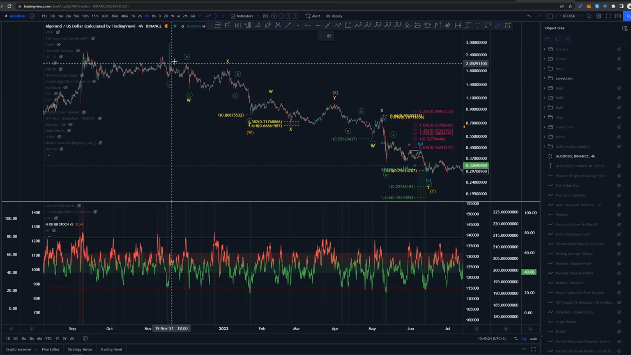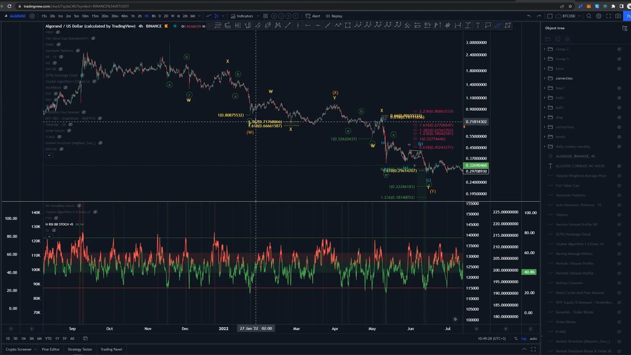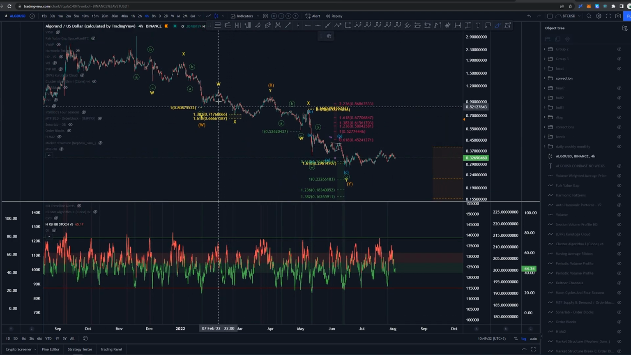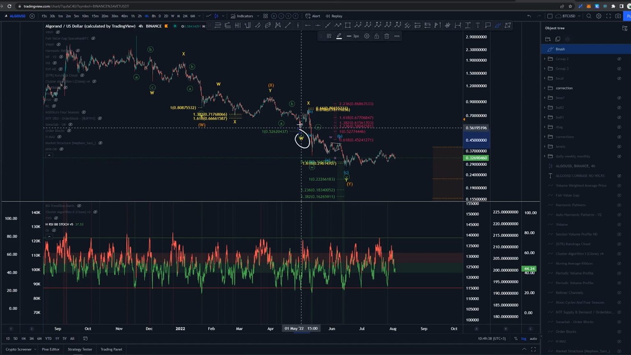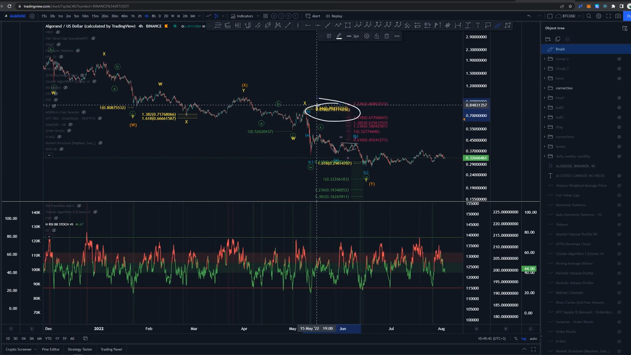In which we have this as an ABC into W, three waves into X, ABC into wave Y to complete the larger wave structure of W. Then again we would have WXY into X, and then ABC into Y, ABC into W here of lower degree, and then three waves into X, back to the golden pocket.